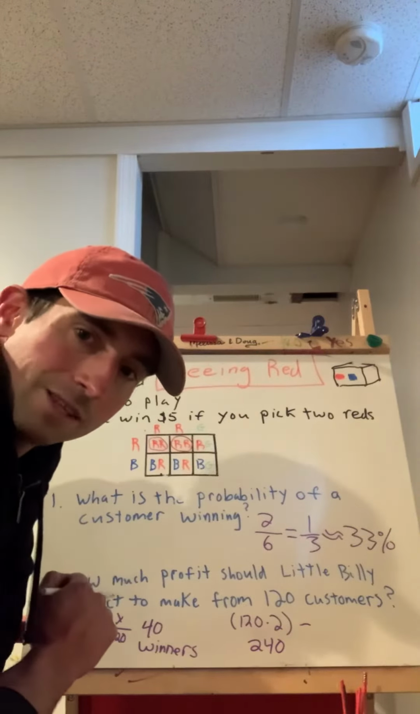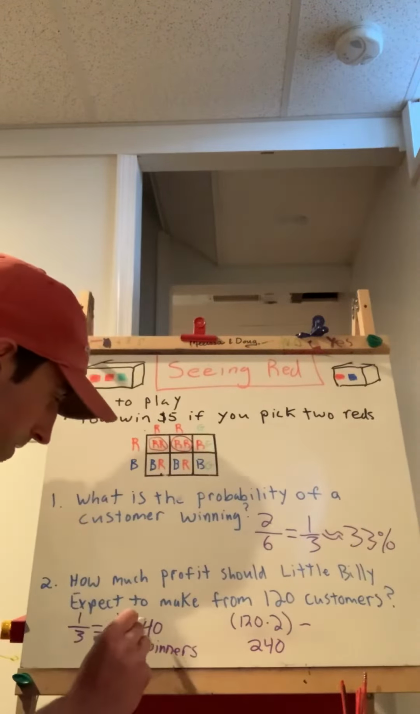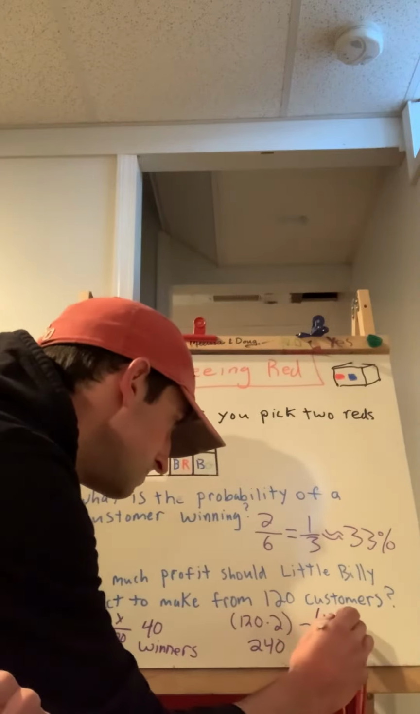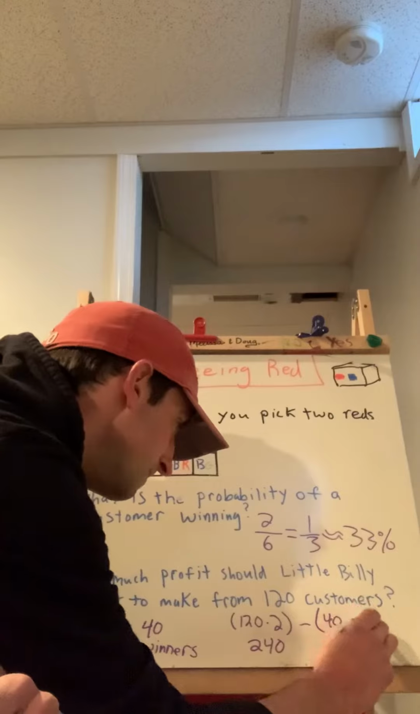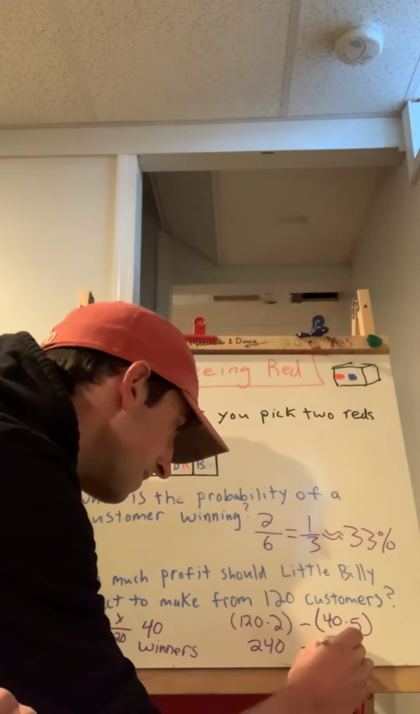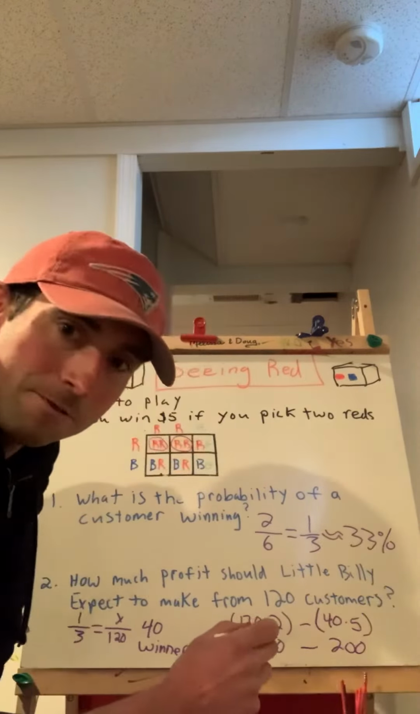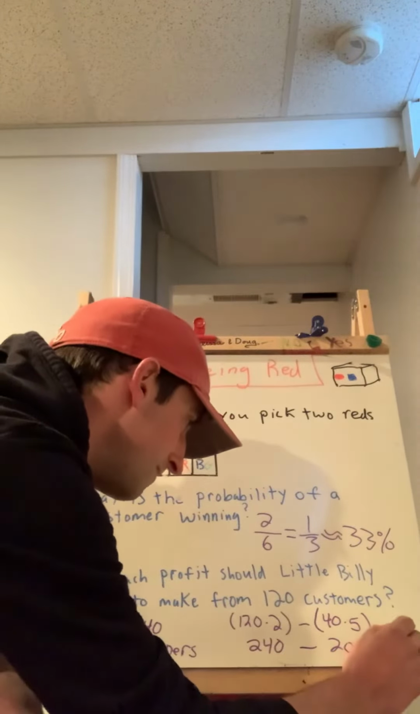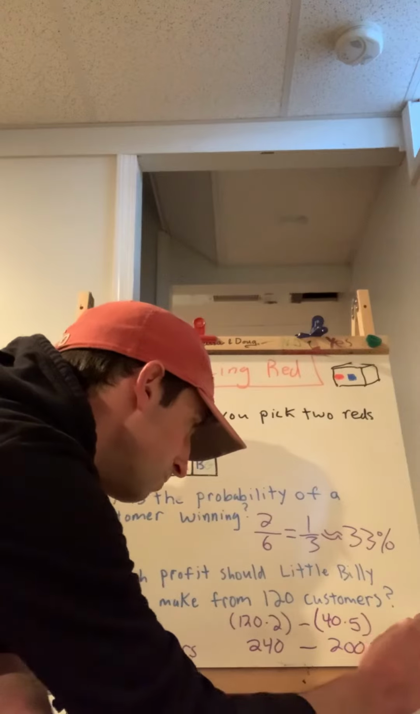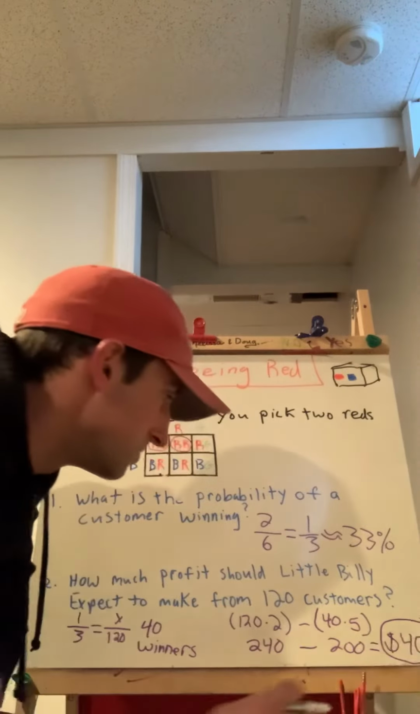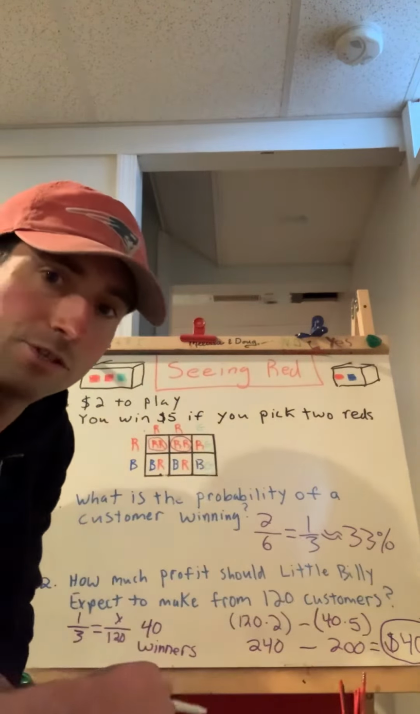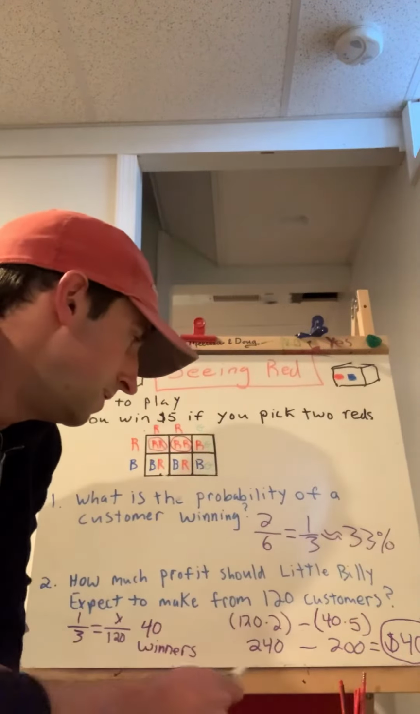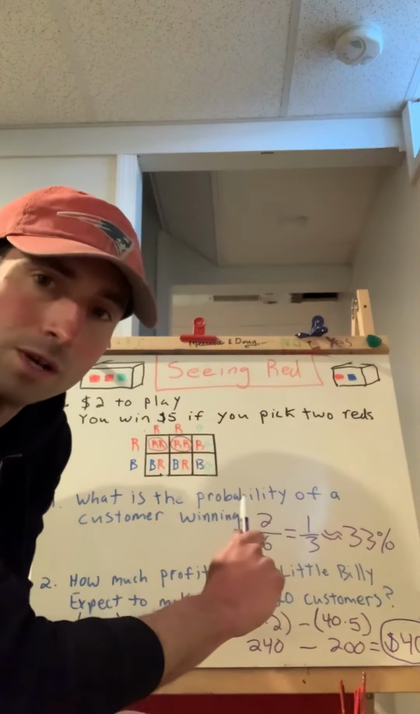Then we have to subtract the prizes he's going to pay out. So in theory, we'd get 40 winners, and 40 winners times $5. That's $200 of prizes that Little Billy would expect to pay out. So he'd end up making a $40 profit from 120 customers. So that would be the projection he could make. If he thinks he's going to have 120 customers, he could project that he'd make about $40 of profit.